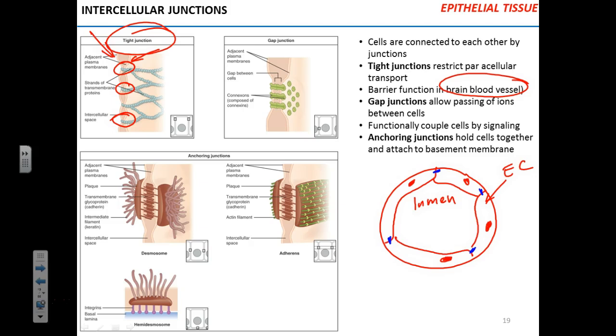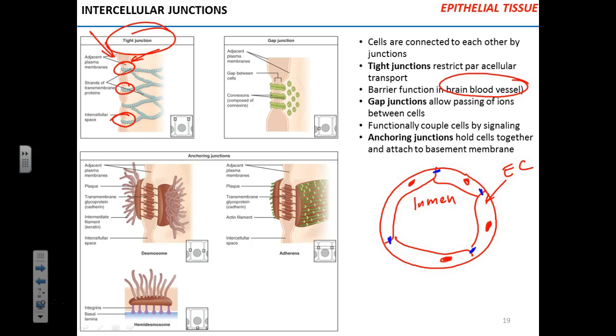If the blood vessel ruptures, then you're boned anyway. Those tight junctions are not going to help you. Exactly. So you don't want plasma to leak out into the brain. There's another reason. You established a complete tight barrier.